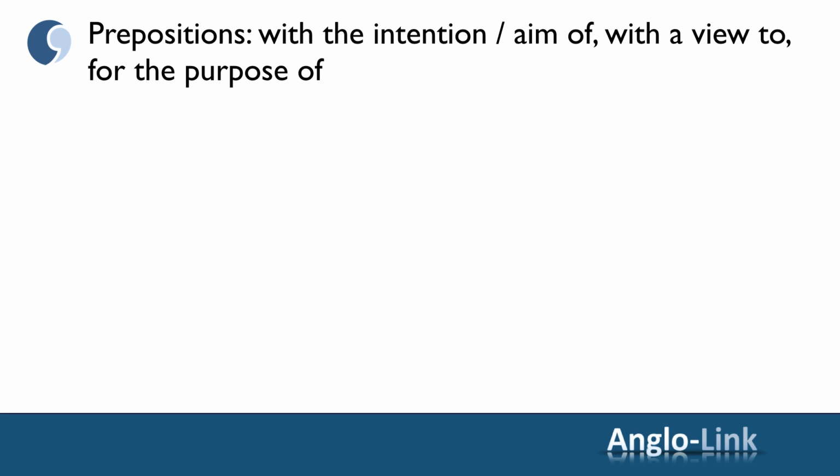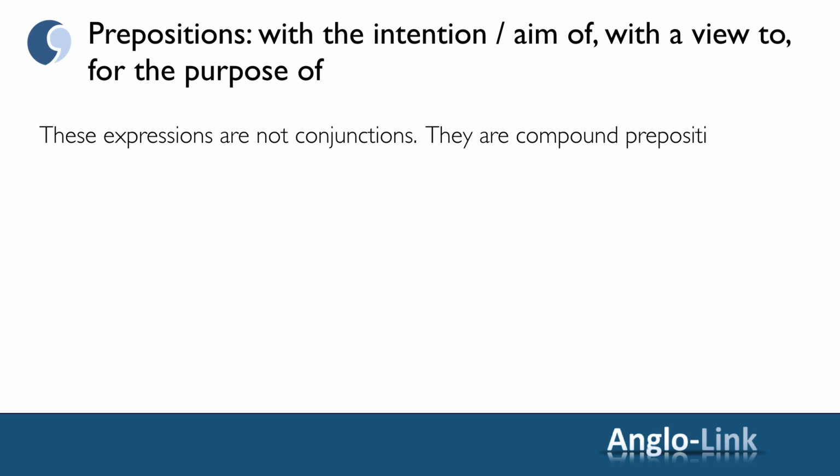Okay, that's all for the conjunctions. Let's move on to prepositions. With the intention or aim of, with a view to, and for the purpose of. These expressions are not conjunctions, they are compound prepositions and are usually followed by the gerund.